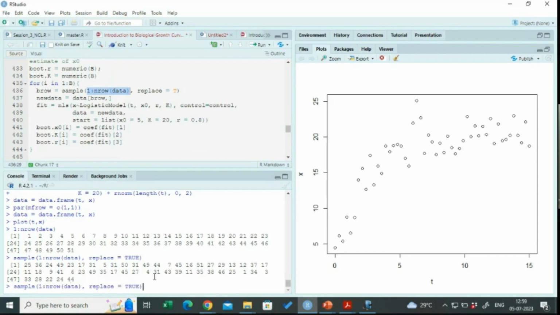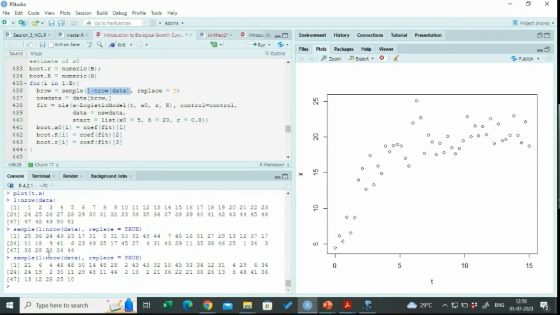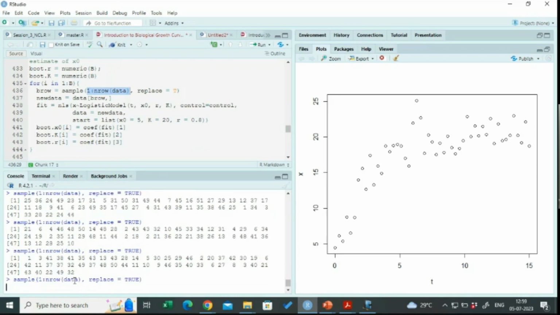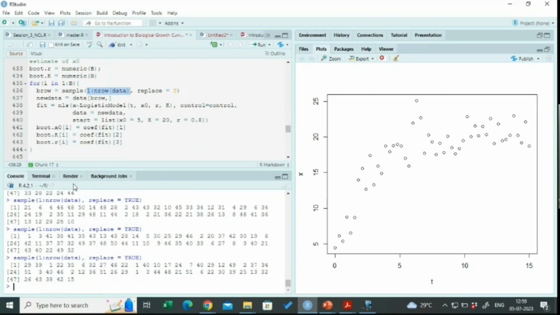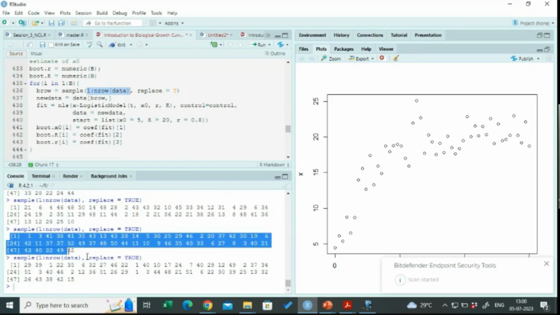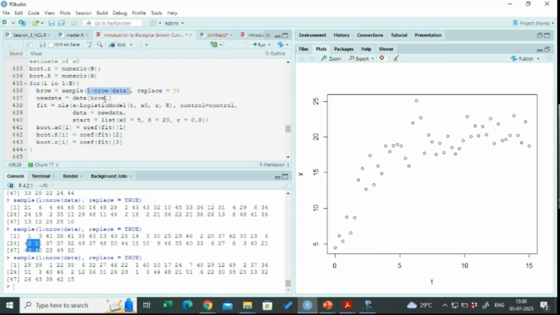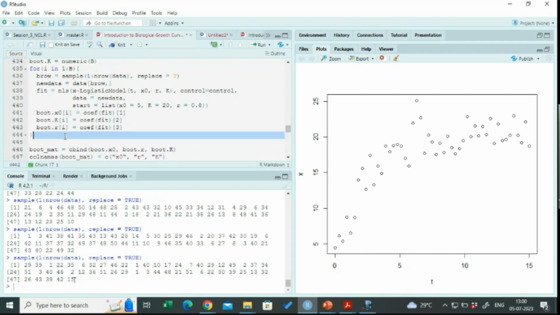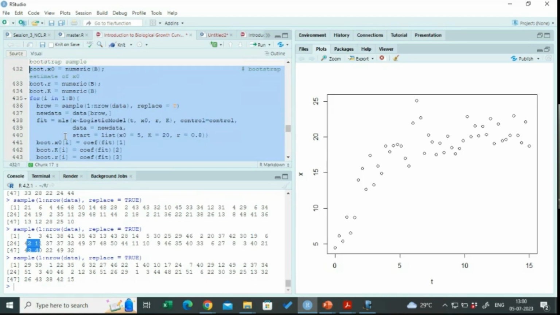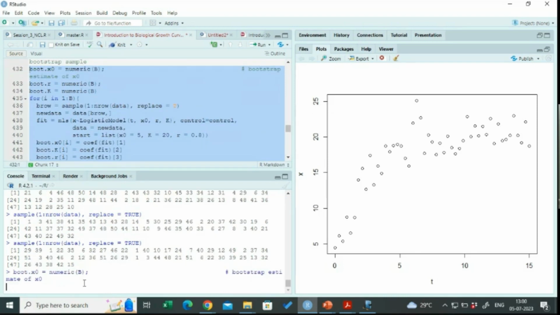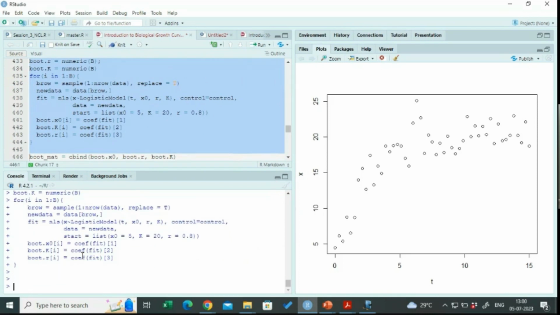If I do this once again, you see that it started with 25, 36, 24. Now it is starting with 21, 6, 4. So you do it again and again. Such a process has been carried out 500 times, so 500 such bootstrap samples have been generated. These rows are being arranged in that way. So this is precisely the procedure we have carried out here. Let me execute this. Okay.